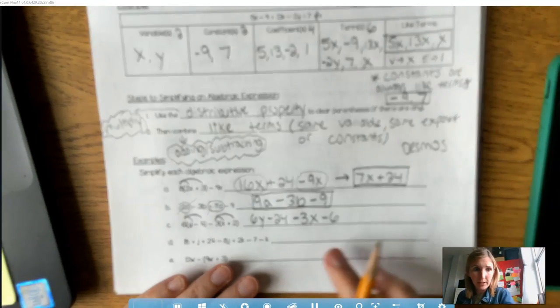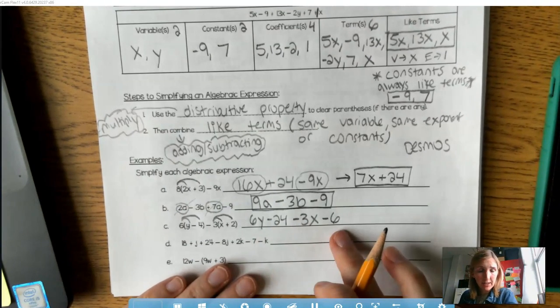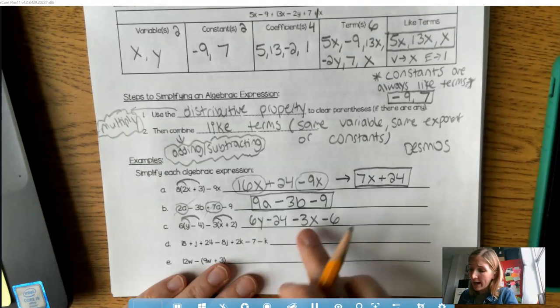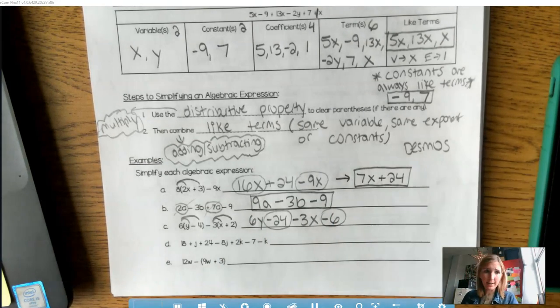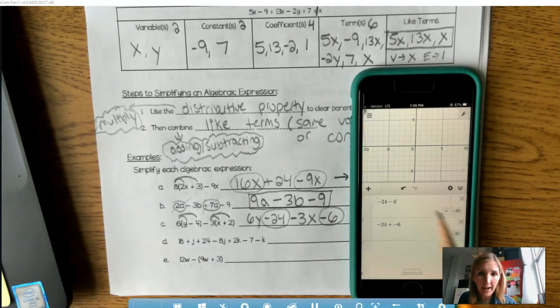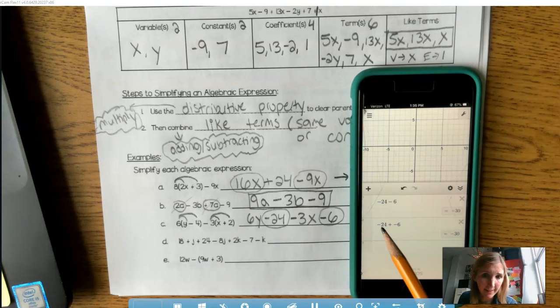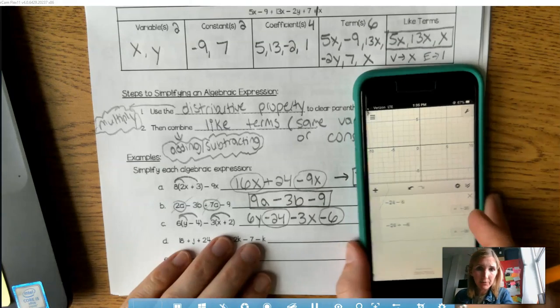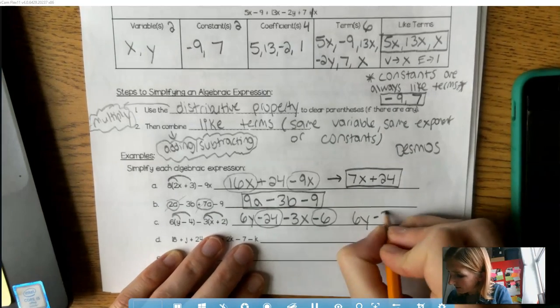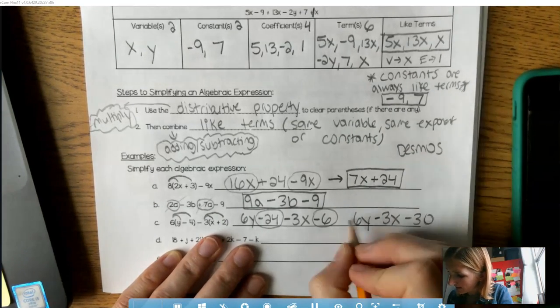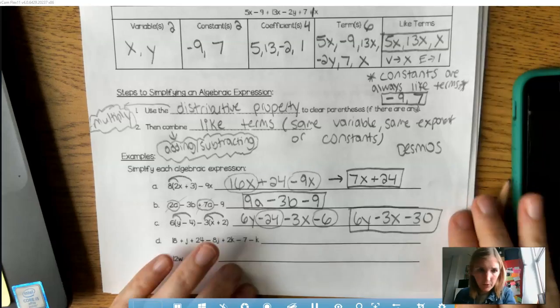All right, now that I distributed, let's go ahead and take a look and see if I have any like terms. Y and x are not like terms because they're not the same variable, but negative 24 and negative 6 are. I combined them by doing negative 24 minus 6, or you could have also done negative 24 plus negative 6, as long as I've got both of my negative signs in there. You get the same answer either way, negative 30. So my final answer is going to be 6y minus 3x minus 30. And that is my most simplified version.